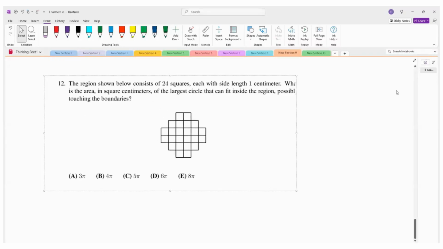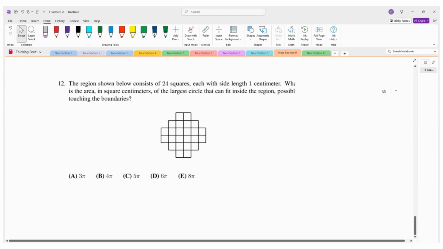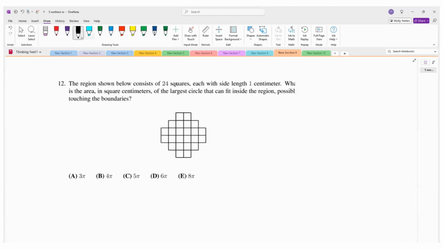Okay, let's make this slightly bigger. So the region has 24 squares, each with side length 1 centimeter. What is the area in square centimeters of the largest circle that can fit inside the region, possibly touching the boundaries? It can touch the boundaries, it cannot exceed the boundary, right?